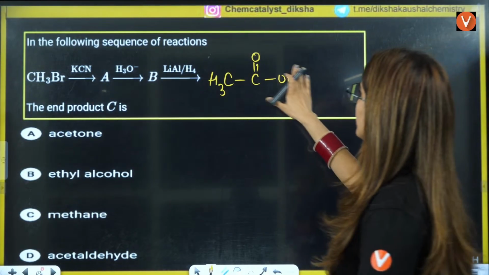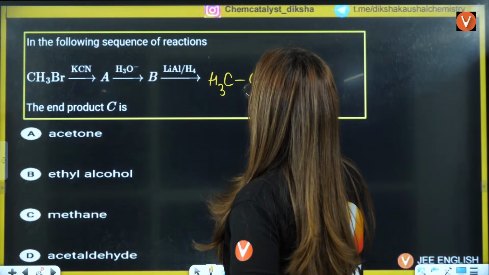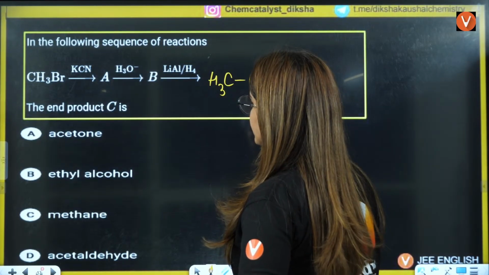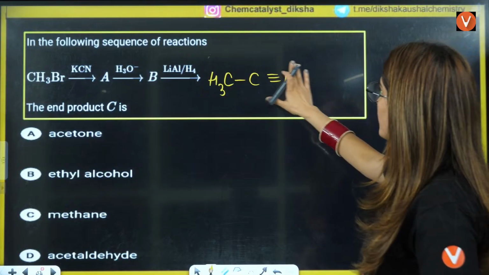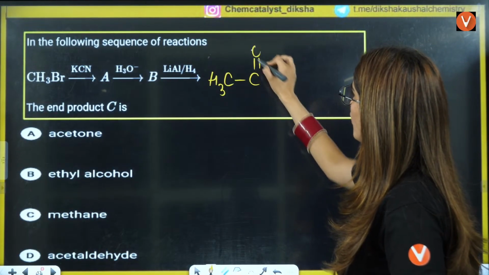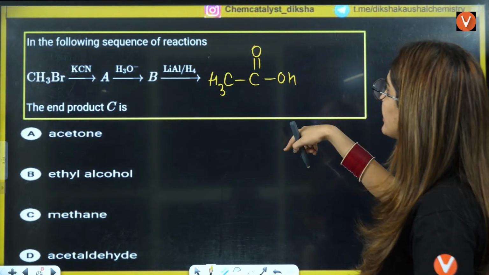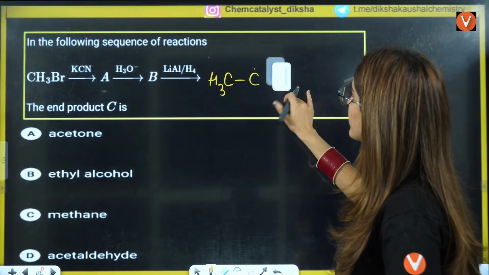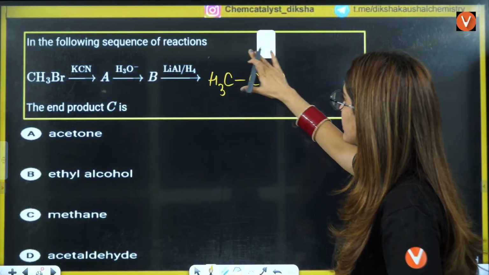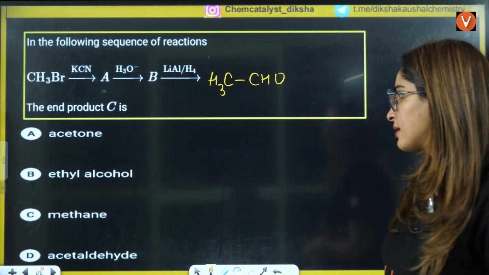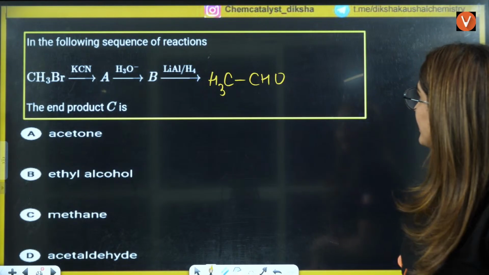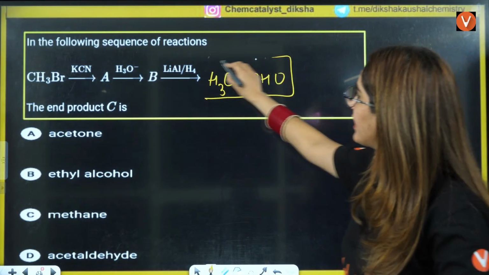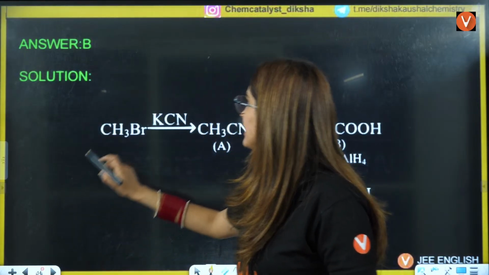After doing hydrolysis, this will be converted to C double bond OOH. Then after that, you add a reducing agent, this will be converted to aldehyde. So I think ethanol should be the correct answer here. Yes, we can say this is acetaldehyde. So the answer will be D is the correct answer.